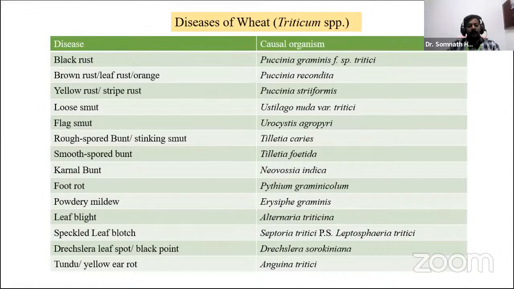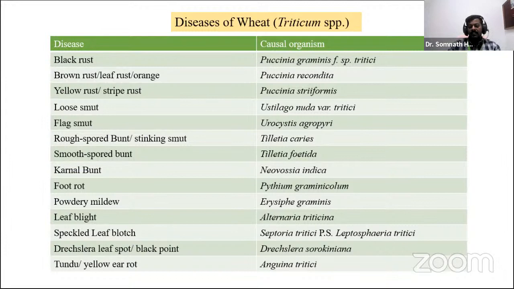Black rust is caused by Puccinia graminis, species tritici. Brown rust is caused by Puccinia recondita, and the yellow rust or stripe rust is caused by Puccinia striiformis. Loose smut is Ustilago segetum tritici. Rough spored bunt or stinking smut is caused by Tilletia caries. Smooth spored bunt is caused by Tilletia foetida. Kernel bunt is Neovossia indica.